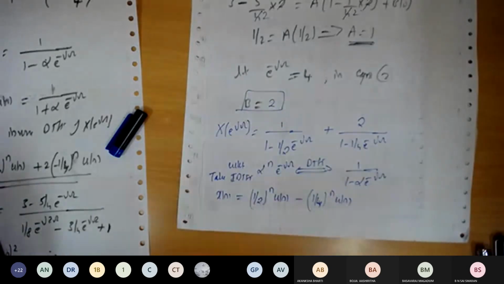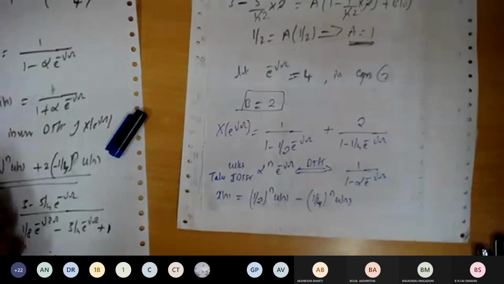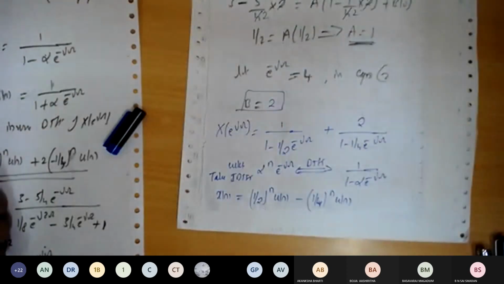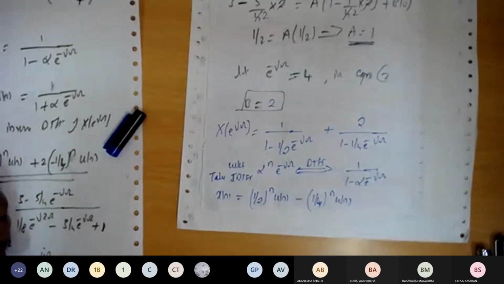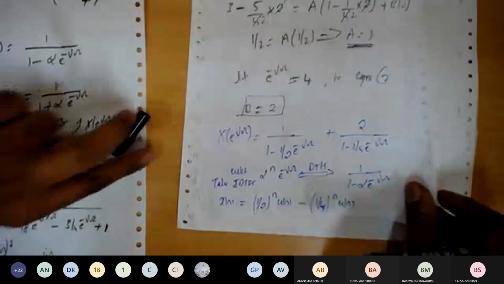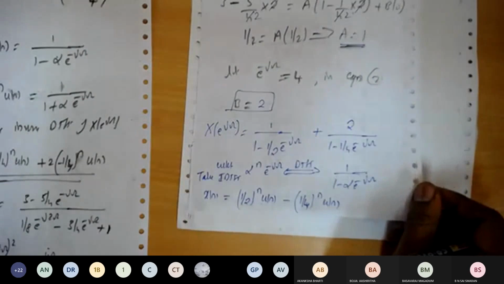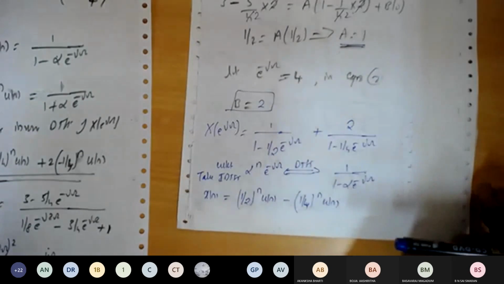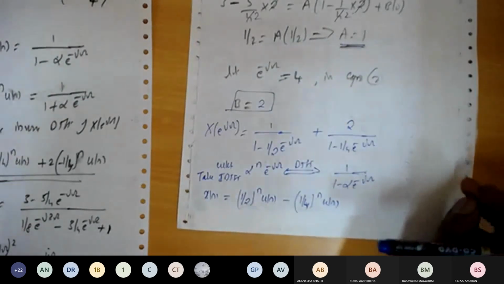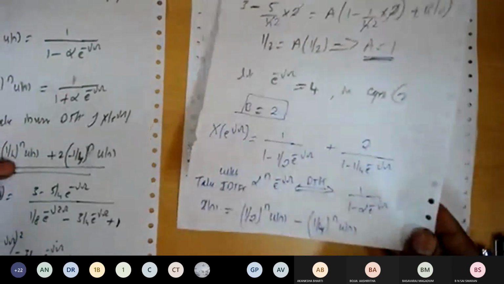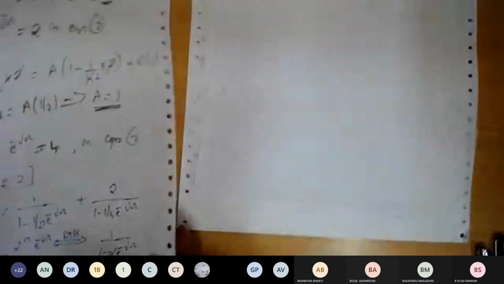Usually one problem will be there on the inverse DTFT, one problem on the properties, and one problem based on the normal solution we can find out. The 20 marks will be distributed like this: some 4 marks for the properties, some 6 marks for the problem, and some 6 marks for the inverse DTFT. So I think everyone has done. I'll go for the next problem.